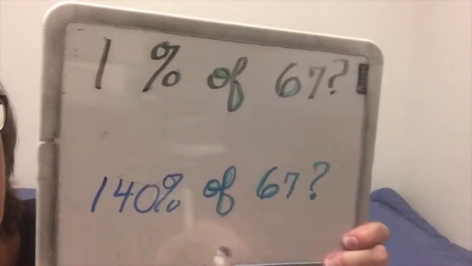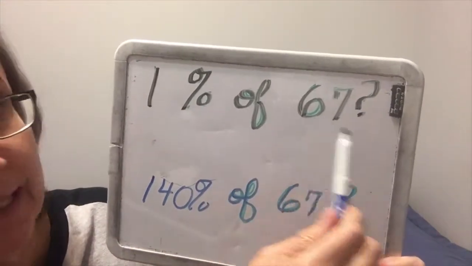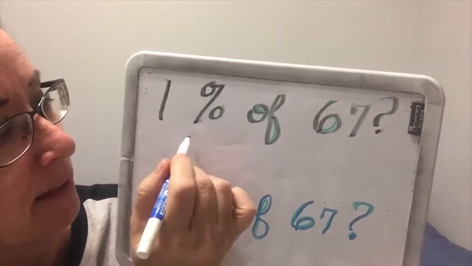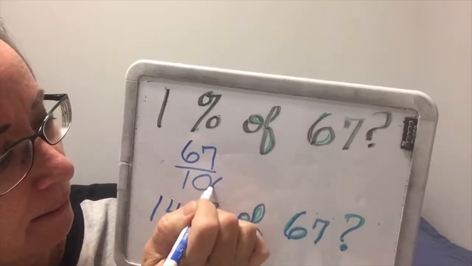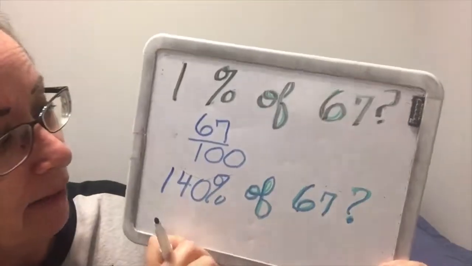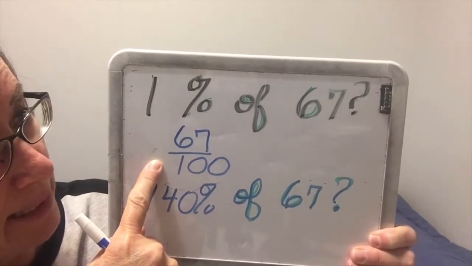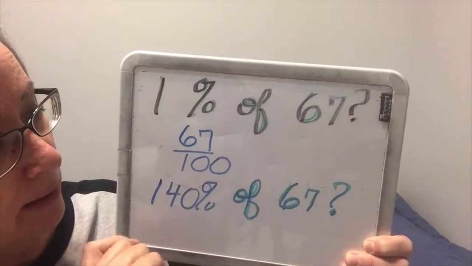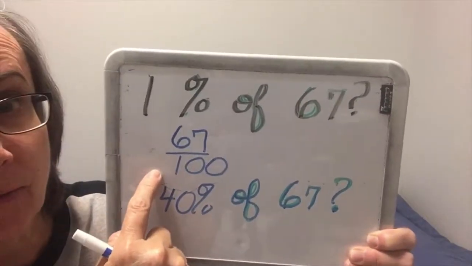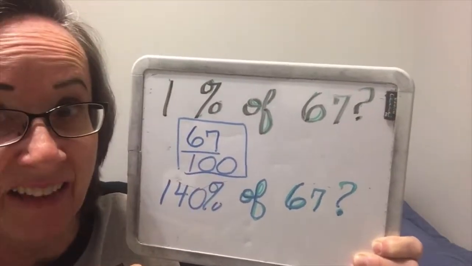Okay, so for this second example, let's see if we can figure this out. 1% of 67. So 67 divided by 100. Isn't that 1%? Now, this is the fraction form of 1%. Basically, it's 1 over 100 times 67. 1 over 100 times 67 gives us 67 over 100. Here is the fraction form of 1% of 67, because nothing cancels.